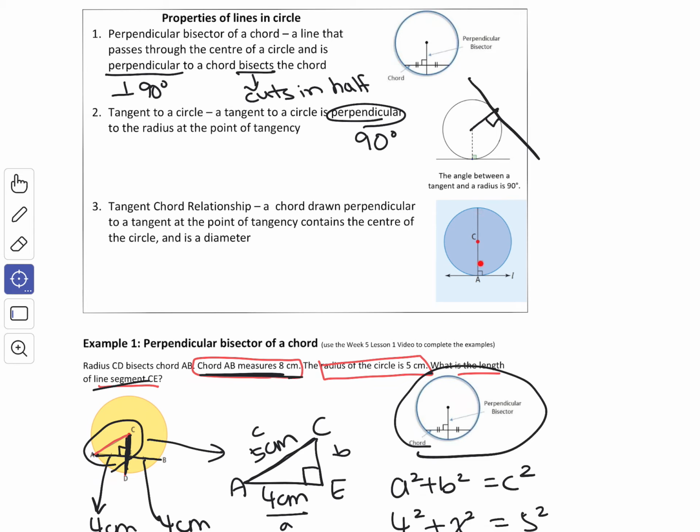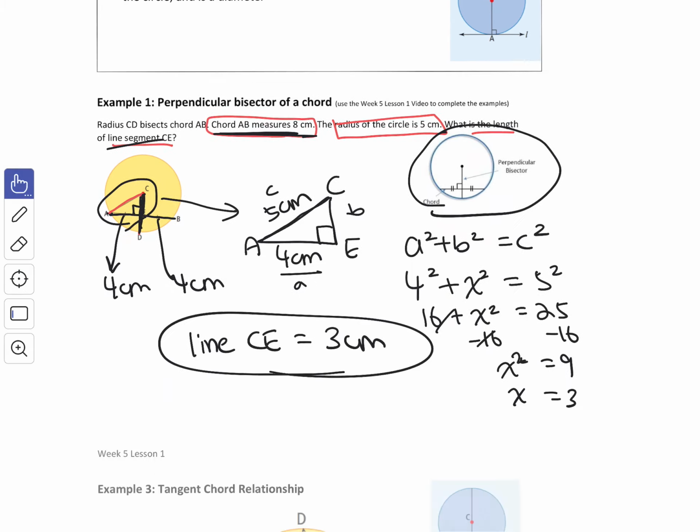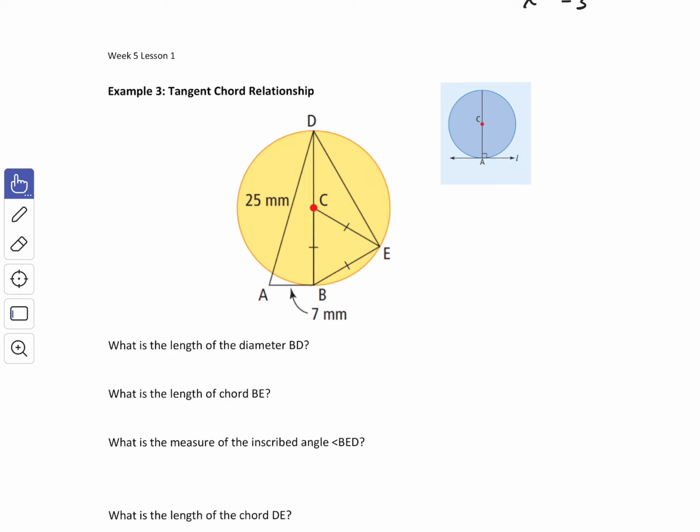Okay, so this one is saying if it forms a 90 degrees, this must be the radius. This is saying if this line goes through the center, it will form a 90 degrees. A chord drawn perpendicular to a tangent at the point of tangency contains the center of the circle. So one more time, if a chord forms a 90 degrees angle with the tangent, the line must be the diameter, or part of that line is also the radius.